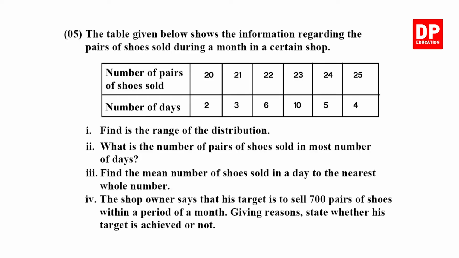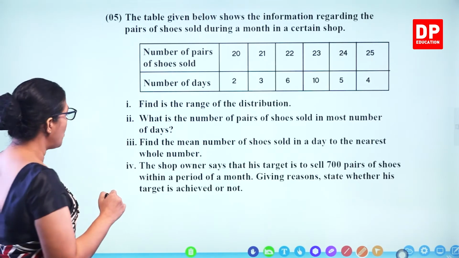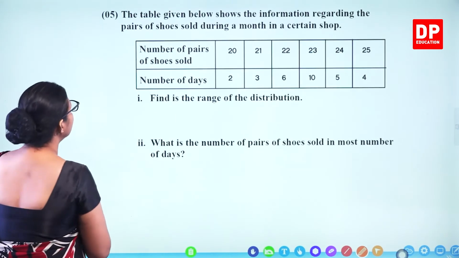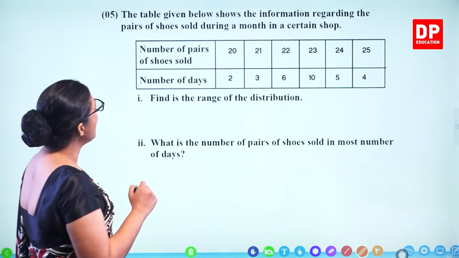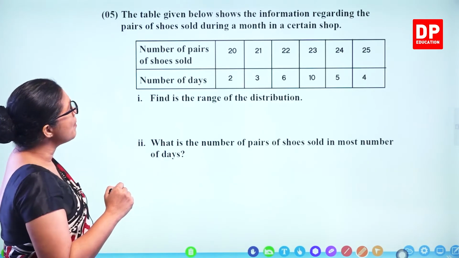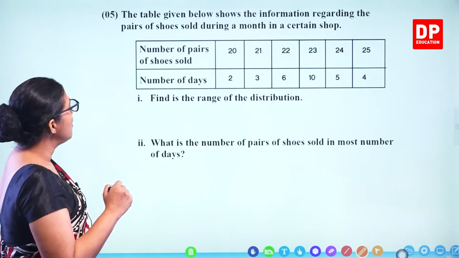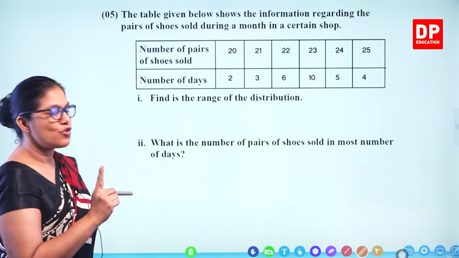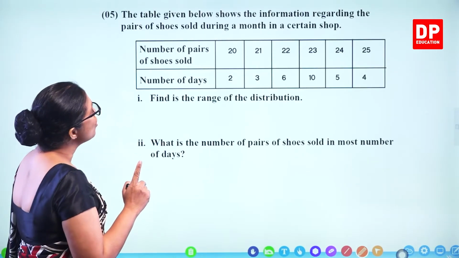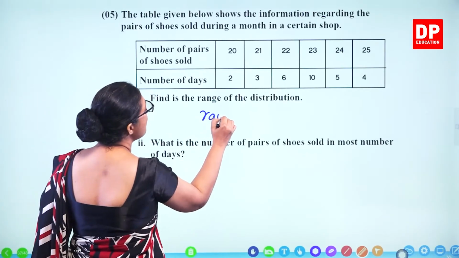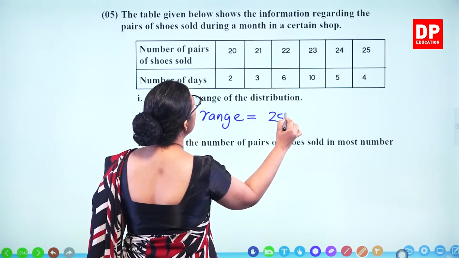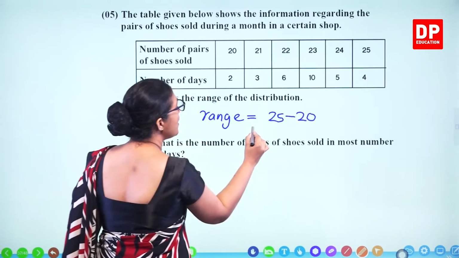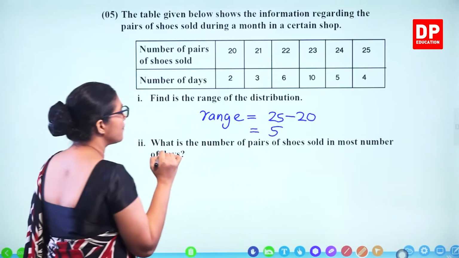Question number 5, that's statistics question. So we'll do separately all these parts. The table given below shows the information regarding the pairs of shoes sold during a month in a certain shop. Find the range of the distribution. So what's the range? Range is the maximum value, that's 25. Minimum value is 20. 25 minus 20, that's 5.